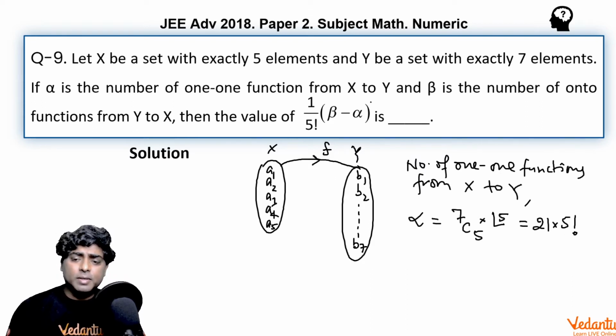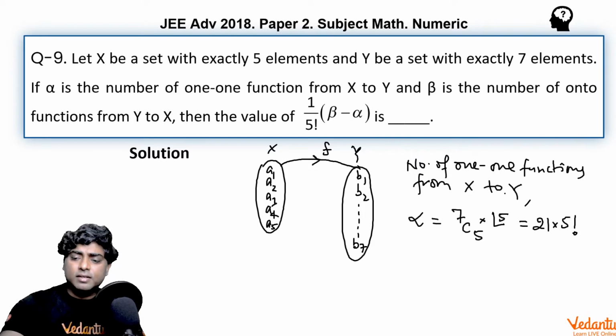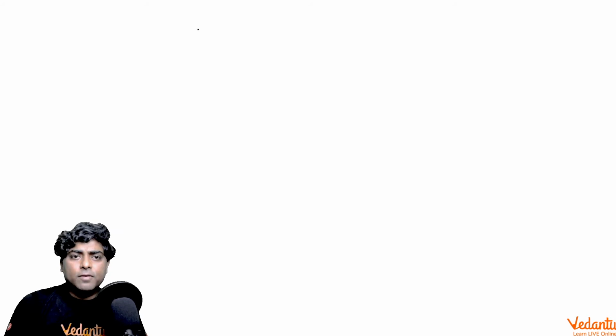Now how can you find beta? Beta is the number of onto functions from Y to X. There is a formula for getting onto functions using the principle of inclusion exclusion, which I will discuss later. But we'll find beta not using that formula, we'll find beta from the basics. So I am considering from Y to X now.